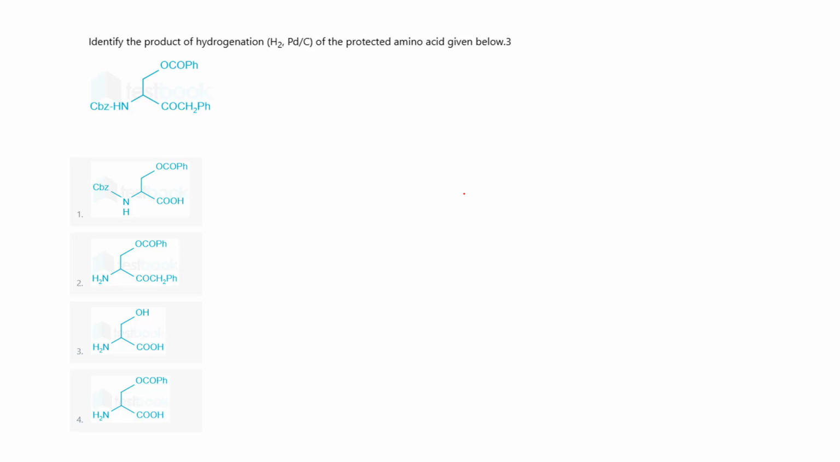So in presence of hydrogenolysis we can deprotect the benzyl group selectively. So all these groups will be there, only the benzyl group will be deprotected. So the correct option will be option A.